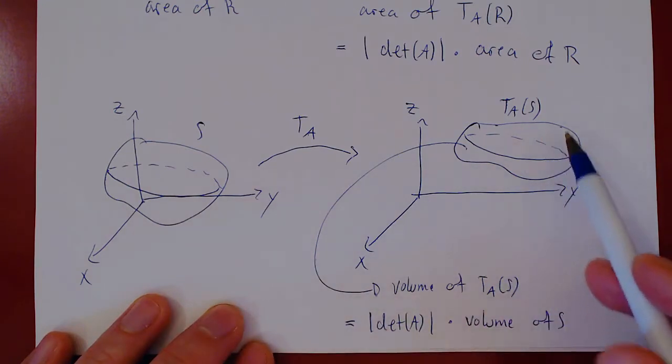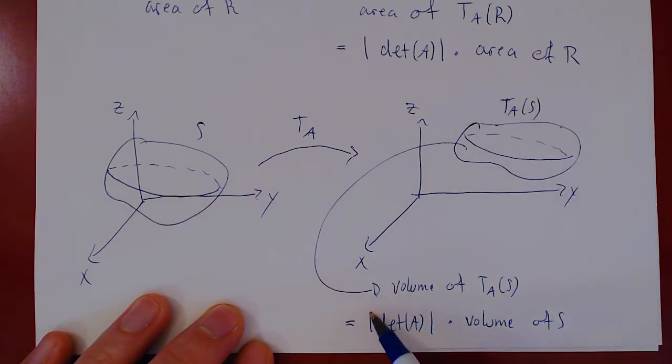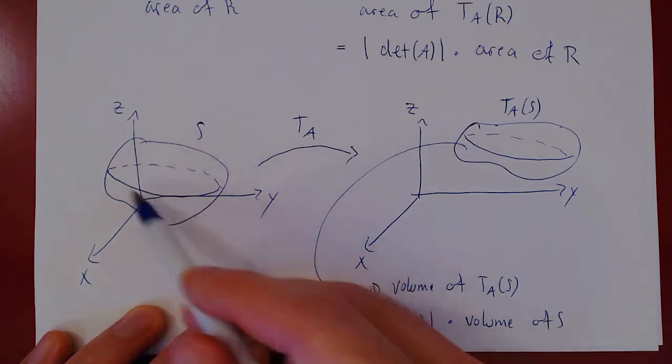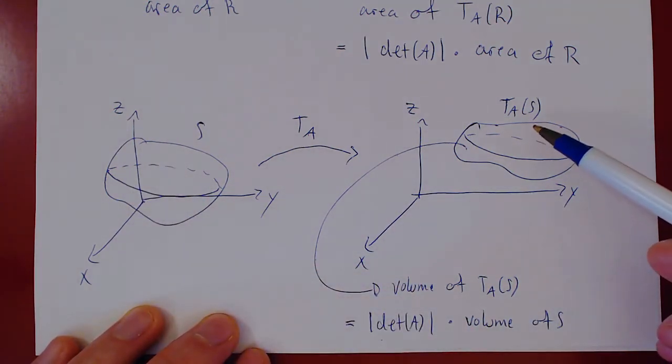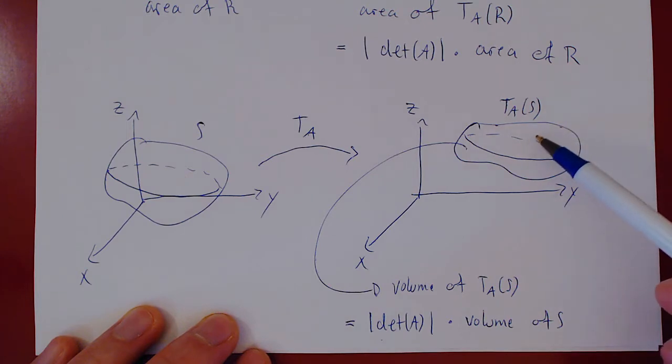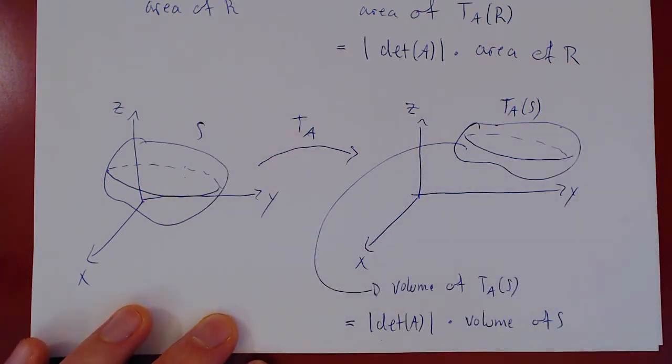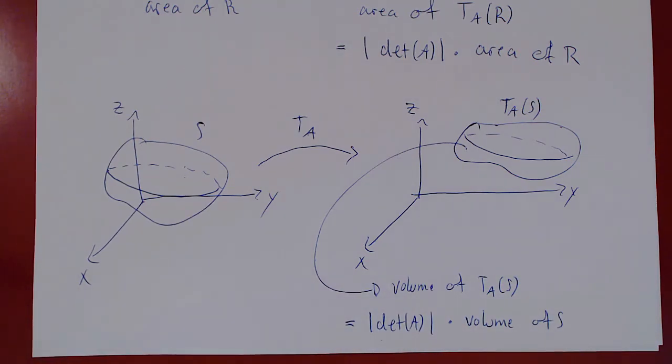So the volume of the new solid is in absolute value the determinant of the matrix times the volume of the original solid. If the value here was, let's say, -4, this solid would be 4 times bigger than this one, and on top of it, because of the negative sign, a reflection would have taken place. And that is the determinant geometrically.